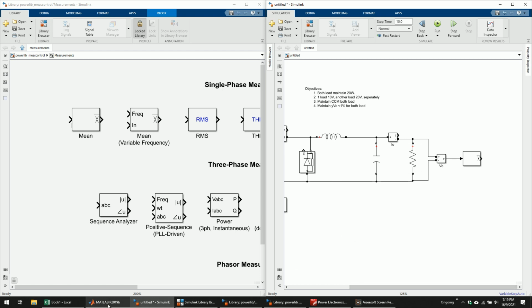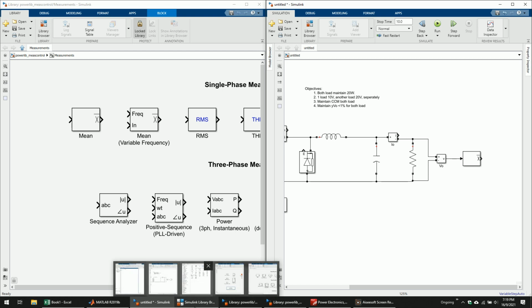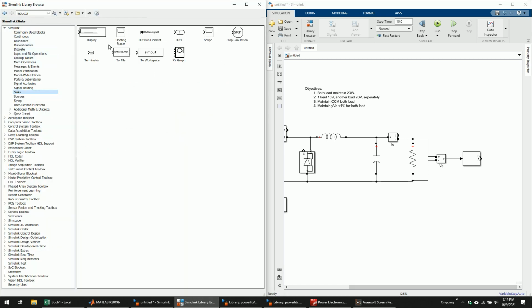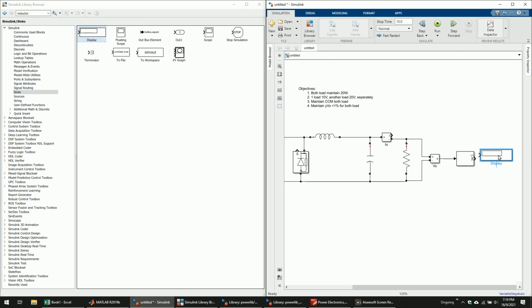Okay, you have to use, okay, go back to the main library. Okay, this is the main library. Go to the sync and then show the display. So this one is average V out. Okay, mean means average. Okay, now you already get this.